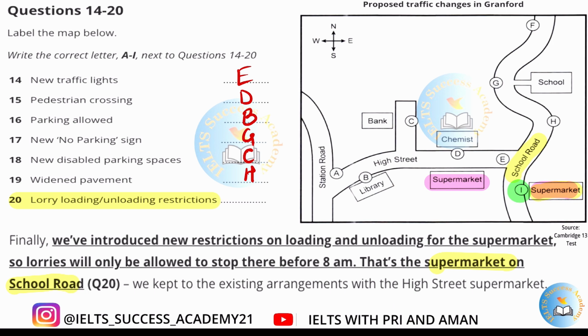So the last part of the talk says we kept to the existing arrangements with the High Street supermarket. So High Street is this one, the one that I highlighted in green. So the supermarket that is on High Street, which is this one, they are saying that they are having the same arrangements here. Okay. So this part is just to confuse you. But you already found the answer earlier when they said that that's the supermarket on School Road. So the answer should be I. So let's write I here.